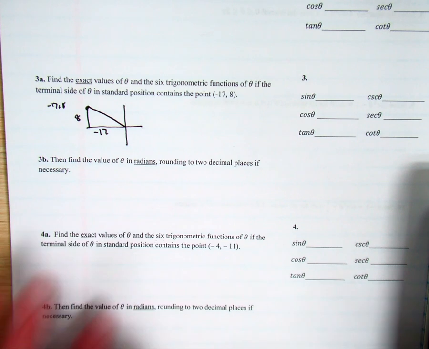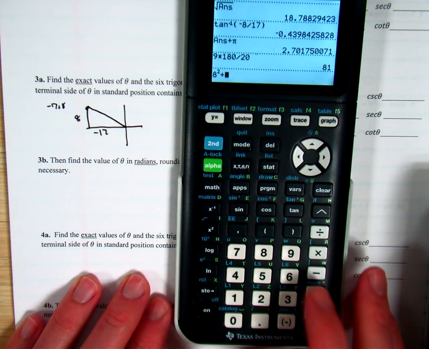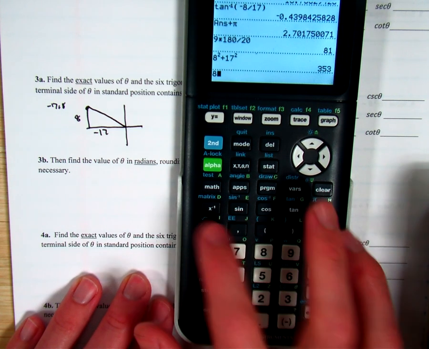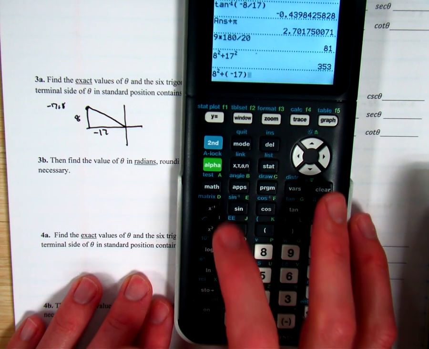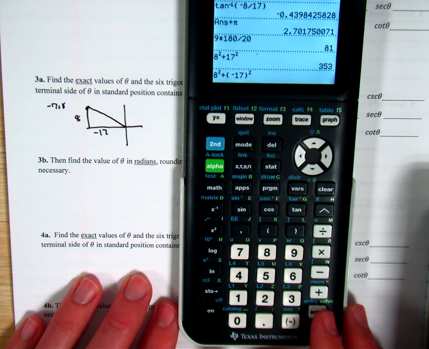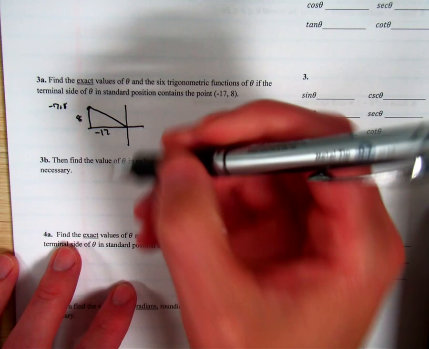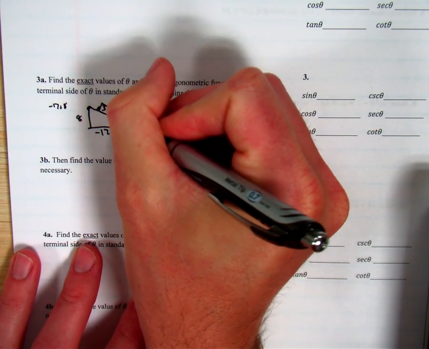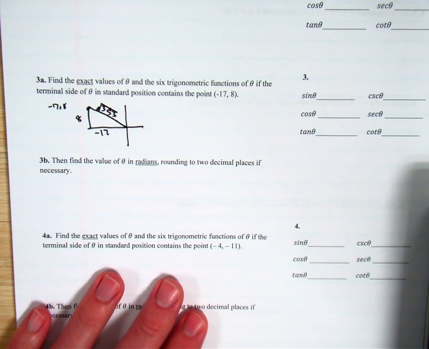And well, a squared plus b squared equals c squared. 8 squared plus 17 squared. If you are going to do that negative 17 squared, make sure we do parentheses, negative 17 squared. Okay, we got 353. Radical 353, because it's c squared, so we have to square root it. We got radical 353 over there.